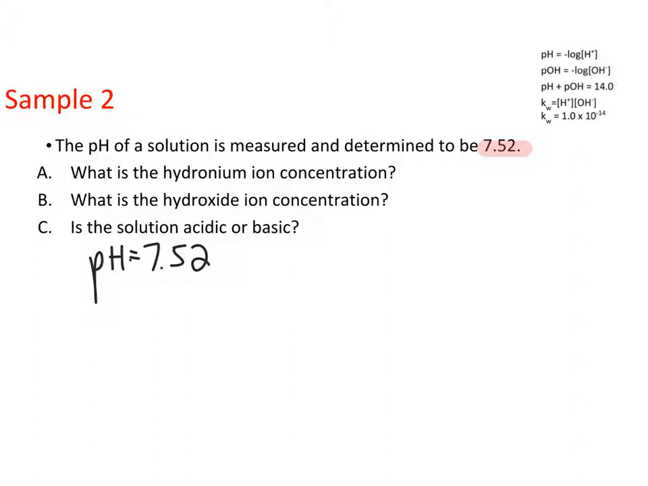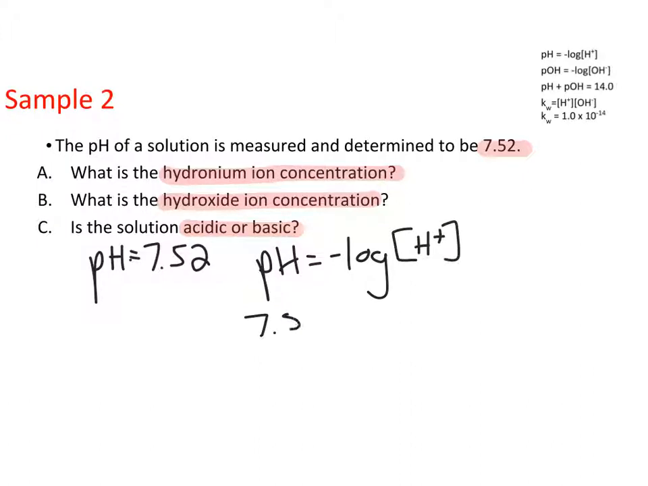And it has a couple things that it wants. It wants me to find the hydronium ion concentration, the hydroxide ion concentration, and then it wants me to state if it's an acid or a base. So let's do the first part. So what is the hydronium ion concentration? So if I use these equations, I can do that with the first one. So I have my pH. My pH equals negative log concentration of H. And I was given the pH, which is 7.52, equals negative log concentration of H.